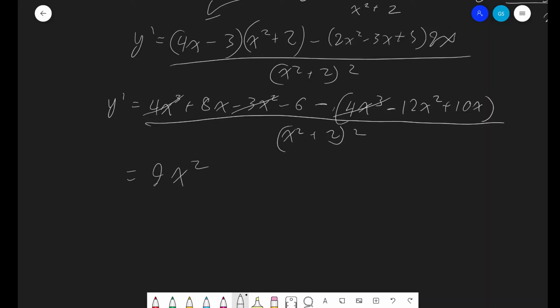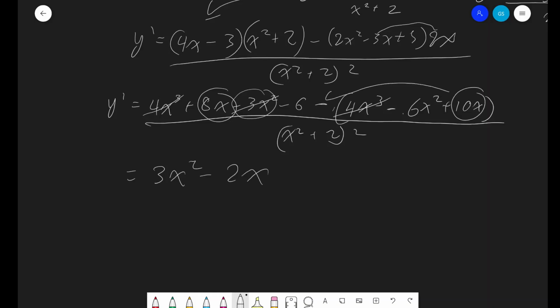Right, and oh, oops, no, I had a feeling I did something wrong. Why is this? This isn't 12. 2 times 3 is 6. Apologies. I had a bit of a brain fart there. Anyways, so 4x cubed minus 4x cubed is 0. Then this negative 3x squared minus a negative 6x squared, so minus minus, that becomes positive. So that just becomes 3x squared. Then we have an 8x over here, minus a 10x, so that just becomes negative 2x, right? The 10x is here, but it's multiplying by the negative 1. And then we just have a negative 6 all over x squared plus 2 squared.